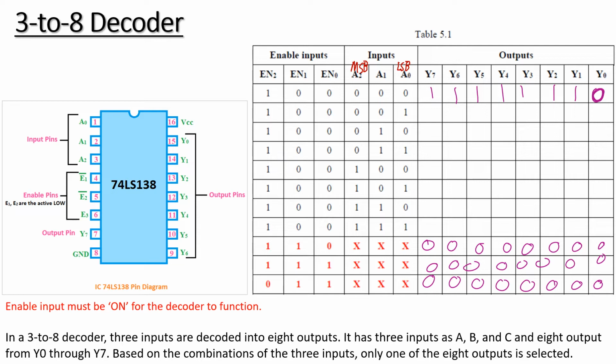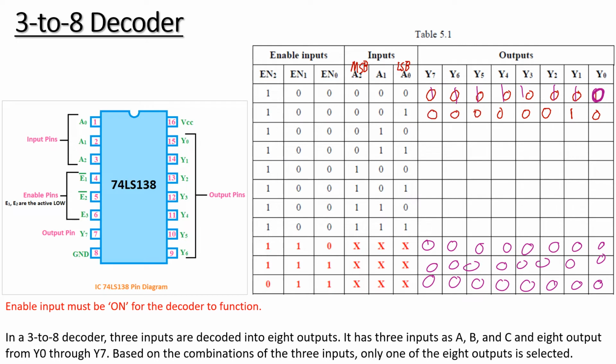Suppose A2, A1 and A0 are 0, and then the output for Y0 is 1. Only at Y0 the output will be 1, and at the others the output will be 0. And also, when A0 is 1 and A2 and A1 are 0, only at Y1 the output will be 1, and the others will be 0.